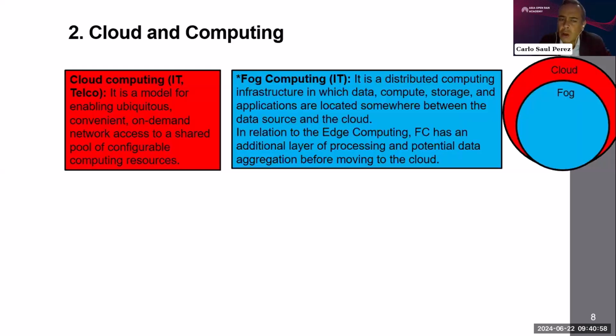Also, you have a definition called fog computing. It's a concept that was talked about a few years ago; today, not so many people are talking about it. But anyway, it is a concept that we need to have in mind in case somebody talks about all of this. In general terms, fog computing is a distributed computing infrastructure with data, compute, storage, and applications located somewhere between the data source and the cloud. In relation to the edge that we will see in a few seconds, it has an additional layer of processing information and potential data aggregation before moving to the cloud.